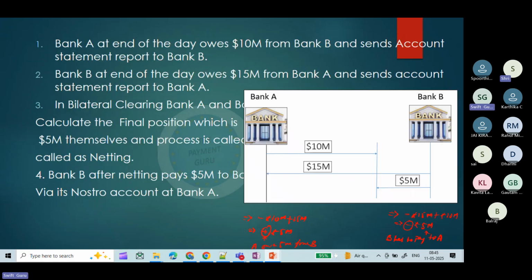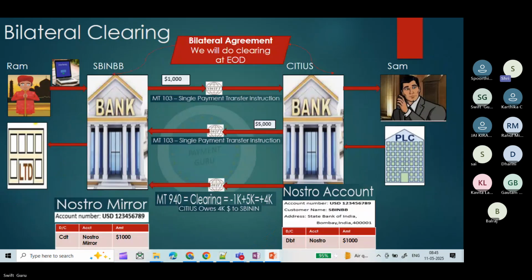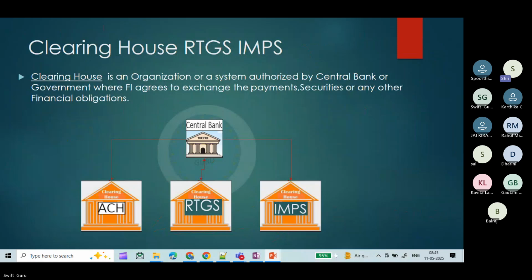Okay. Do you understand bilateral clearing? Yes, I understand. So I have seen that sometimes there are these clearing agents, where some bank is mentioned as a clearing agent.